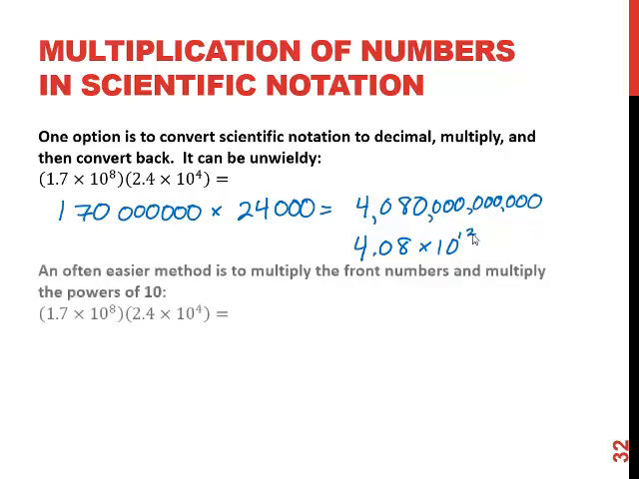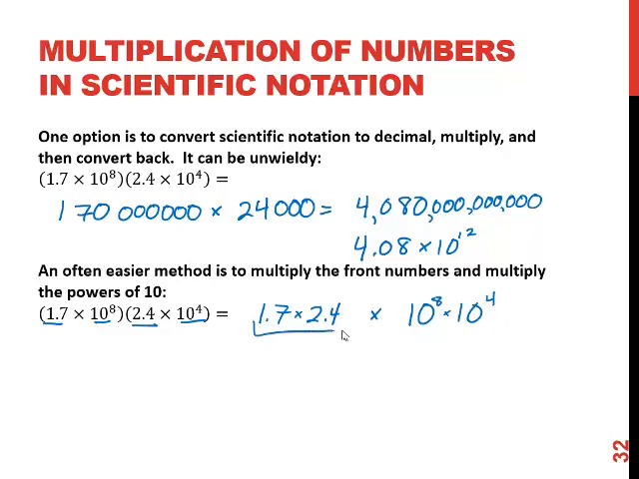Now that can be a pain. So oftentimes it's easier to just multiply the two numbers in front. So 1.7 times 2.4, and then multiply the two numbers in the back. 10 to the 8th times 10 to the 4th. 1.7 times 2.4 is 4.08. 10 to the 8th times 10 to the 4th is 10 to the 12th.